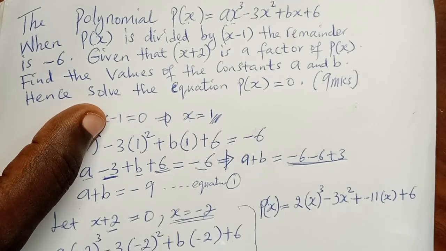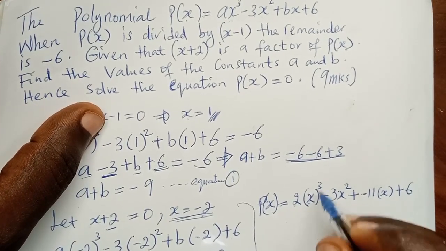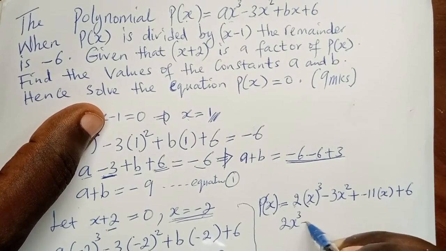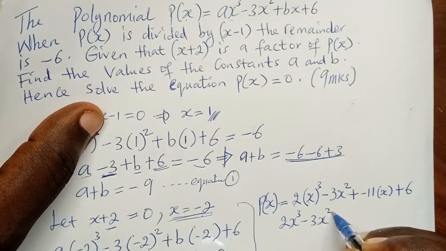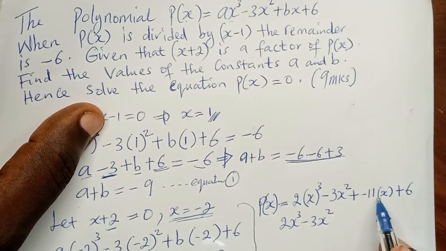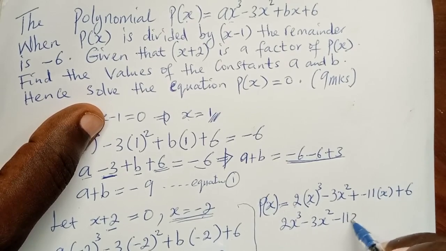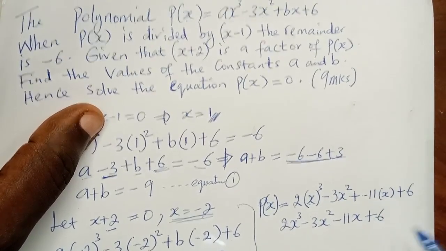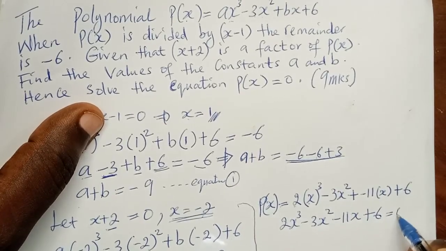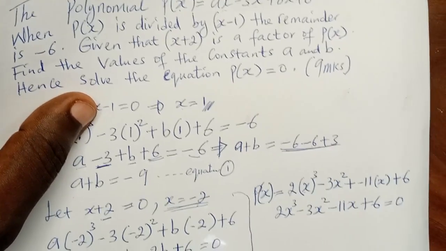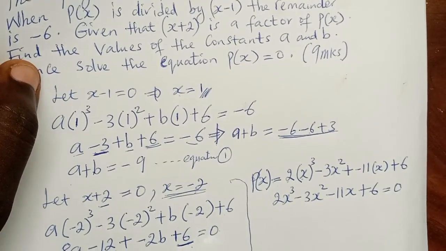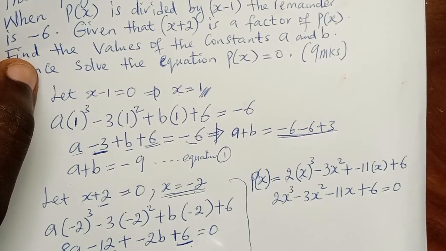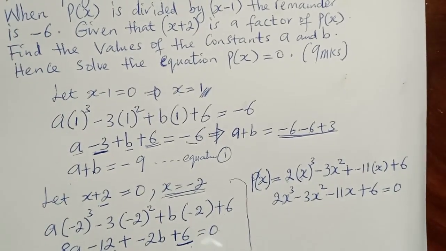Let's try to express this. So 2 times x cubed is going to give us 2x cubed minus 3x squared, minus 11x plus 6. So you can see this is it now: 2x cubed minus 3x squared minus 11x plus 6 is equal to 0. That's the expression of P of x.